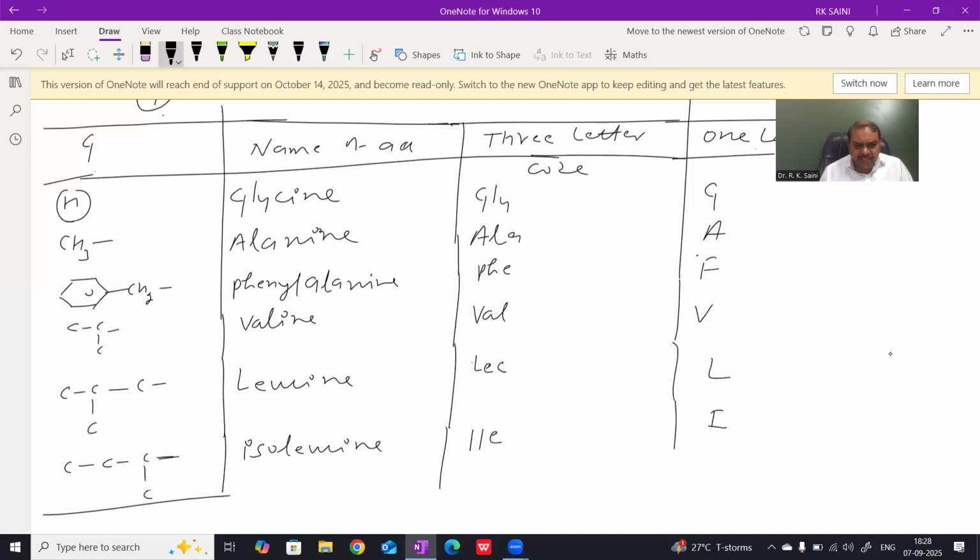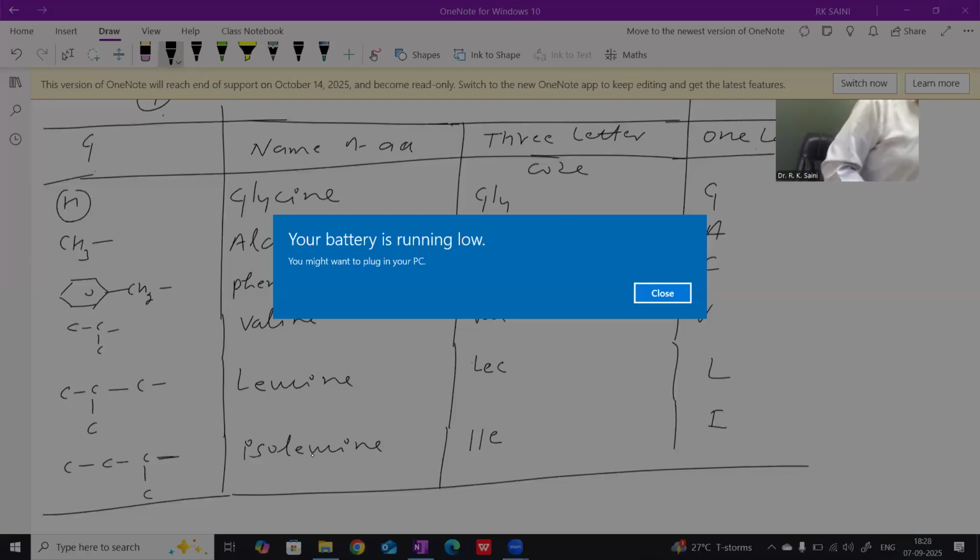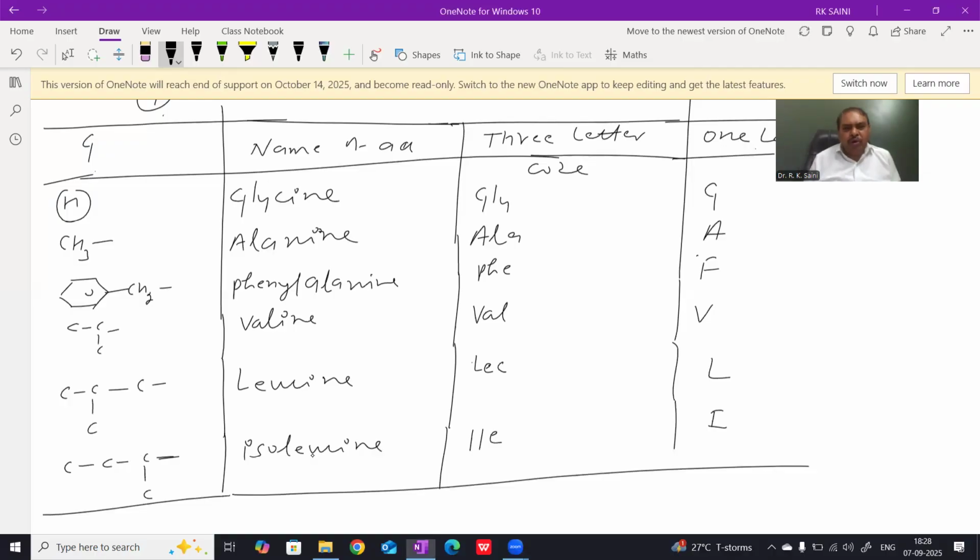These six amino acids have only the functional groups NH2 and COOH. No other functional group is there. And the rest is the hydrocarbon part, or in the case of glycine, the free valence is satisfied with H, or we can say G means hydrogen in case of glycine.